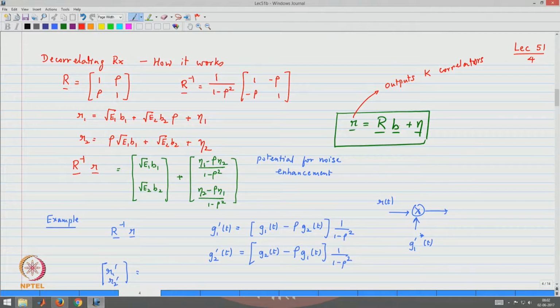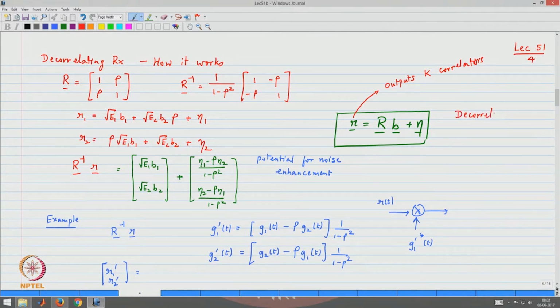So if the received vector, not the received continuous time waveform, but the vector of outputs of the k correlators, and if you write down the expression for that, the output of the k correlators comes out to be R, which is the correlation matrix which takes into account the correlation between the different spreading waveforms, times the vector of bits transmitted by each of the k users, plus eta, the noise component that is present in the measurement of each of the antennas.